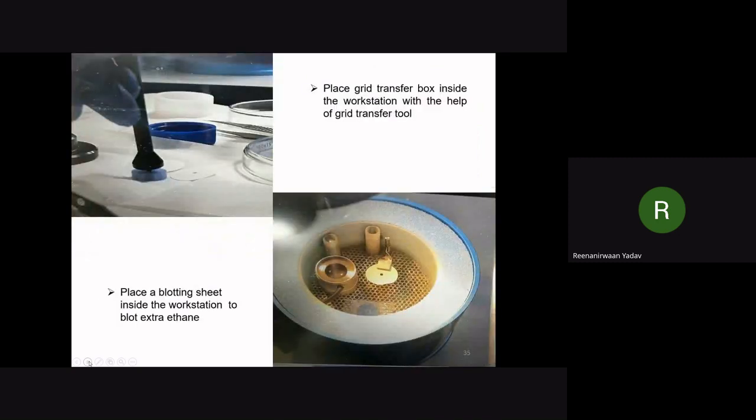And this black rod is the grid transfer tool that we use to transfer our grid holder box from the plunging assembly to the loading assembly. We put our grid holding box with the help of the grid transfer tool inside the workstation, which has the ethane cup and a blotting sheet to blot out the extra ethane.